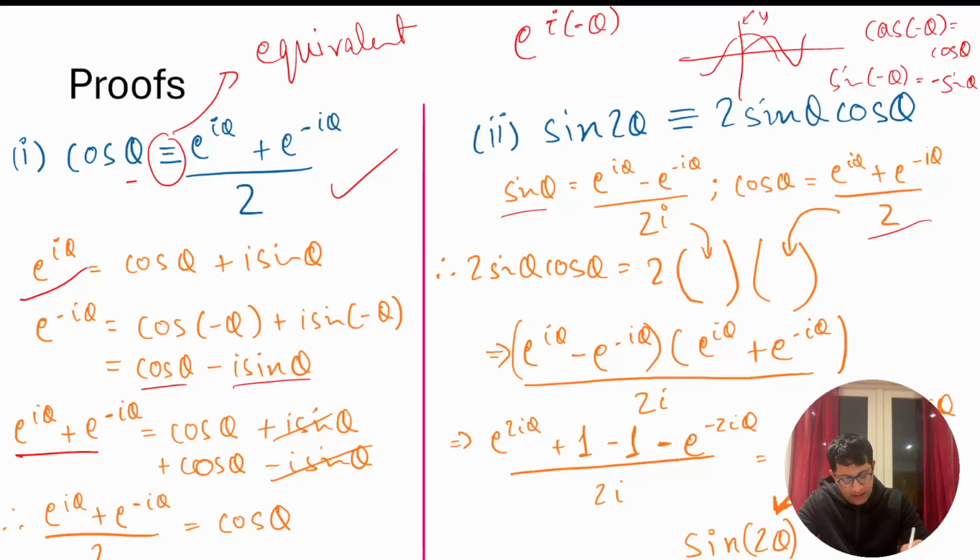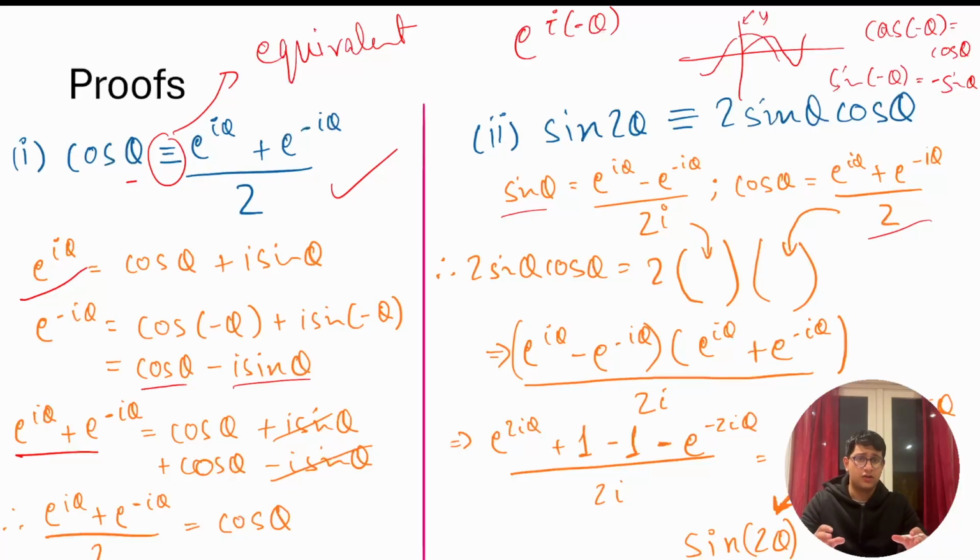Straight off the bat, you can cancel out the 2's. The 2 in the denominator here, you can cancel out with one of the 2's, so you're only left with one 2 in the denominator. And then you're left with e to the I theta minus e to the minus I theta times e to the I theta plus e to the minus I theta. And as you can see, I've just done it for you. It just expands to e to the 2I theta minus e to the minus 2I theta over 2I.